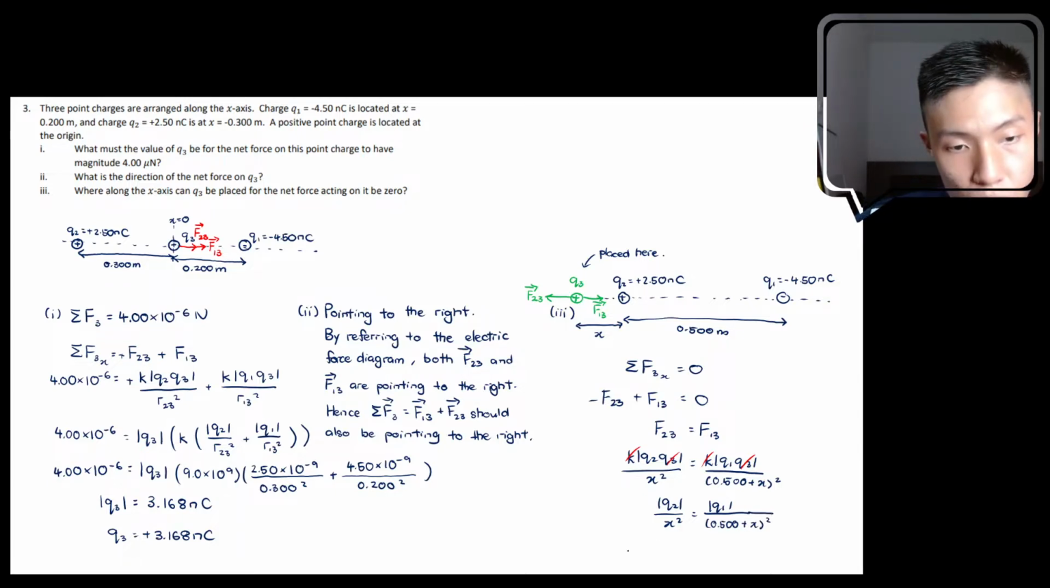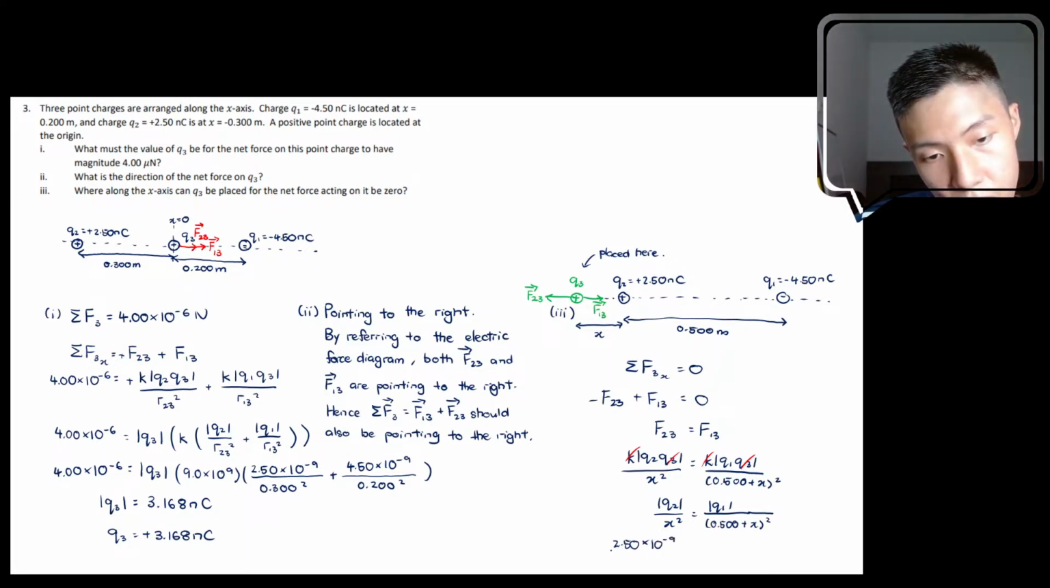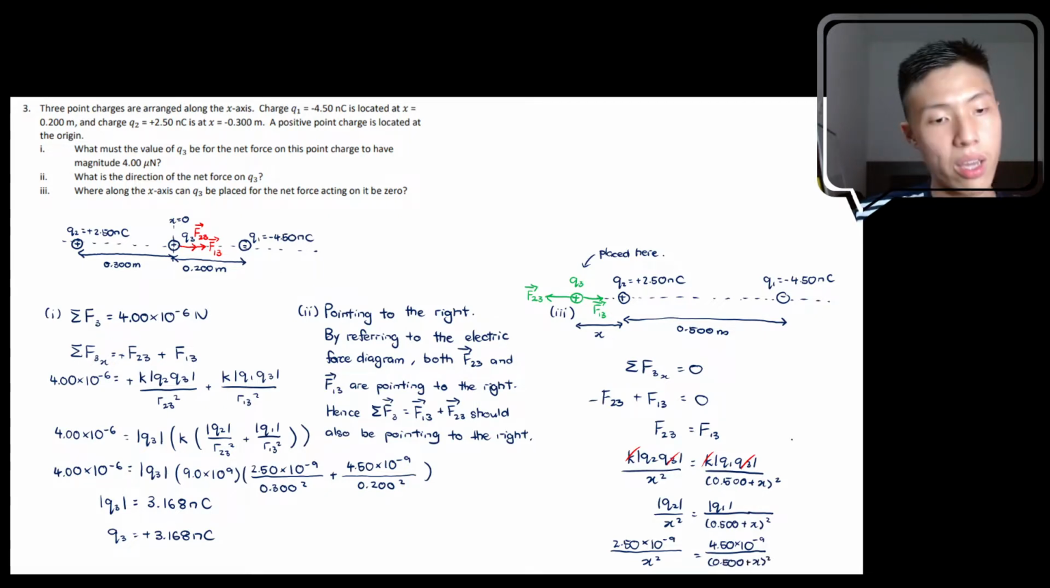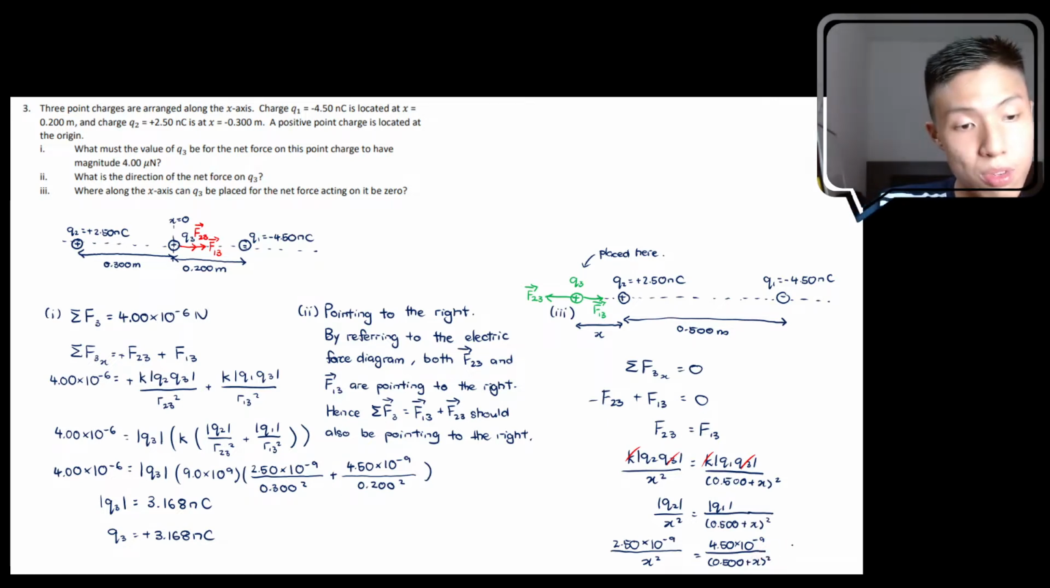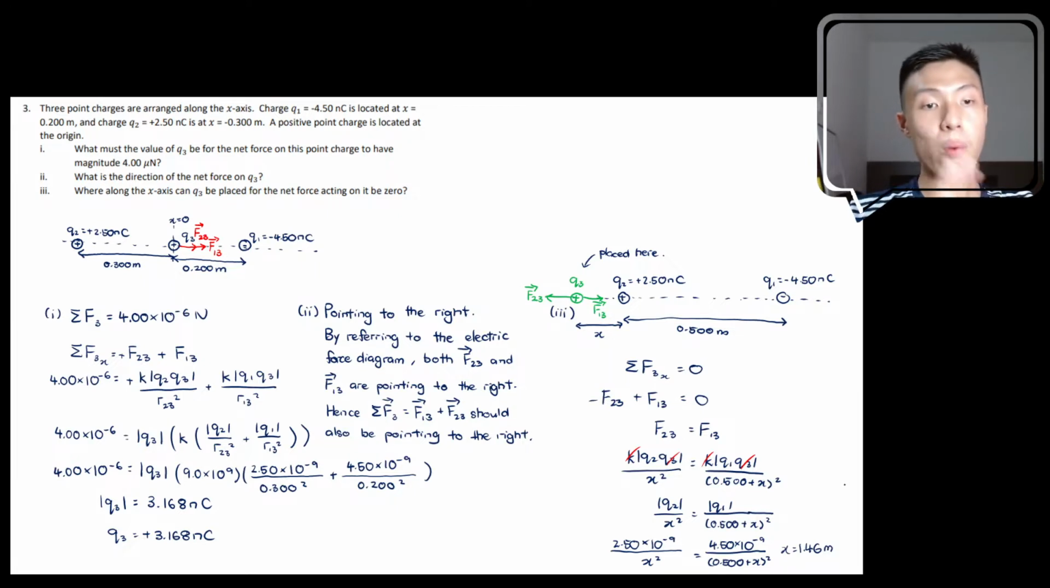Substitute Q2 as 2.50 times 10 to the power of -9 over x squared, which is what we want to find, equals Q1, which is 4.50 times 10 to the power of -9. Again, don't put in the sign. Over (0.500 plus x) squared. Now there's only one unknown, x. If you use your calculator, you should be able to get your answer. x will be equal to 1.46 meter.